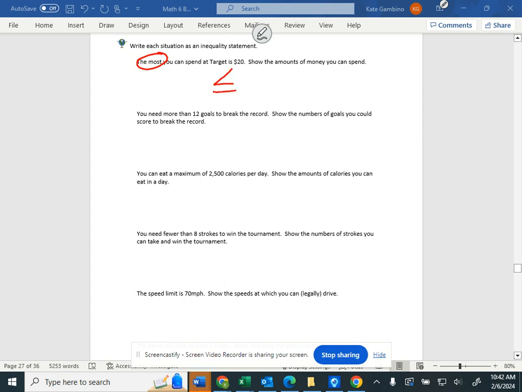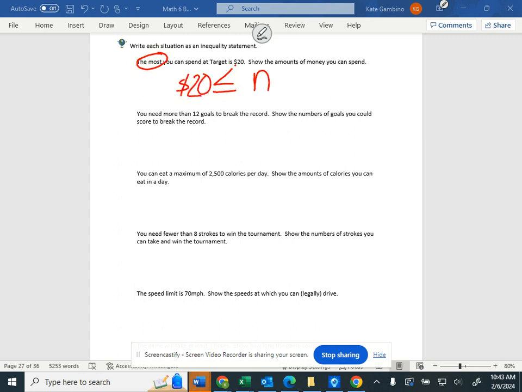So most is less than or equal to. So now I have to think what goes on the front side, what goes on the back side of that less than or equal to. Go ahead, Melanie. So the most you can spend at Target is $20. So Melanie's thinking, oh, we see 20 first in our sentence. So should we put 20 first? Let's see if that makes sense.